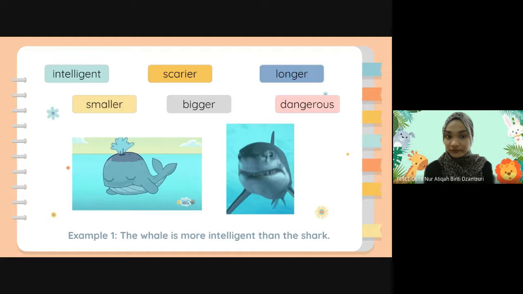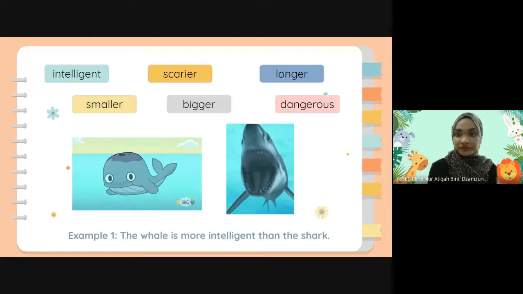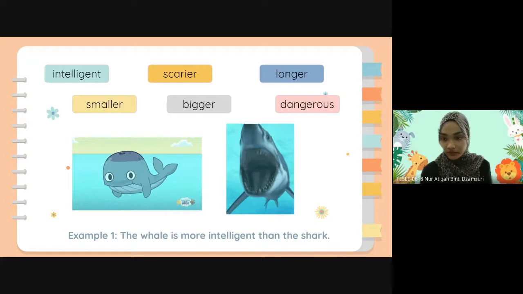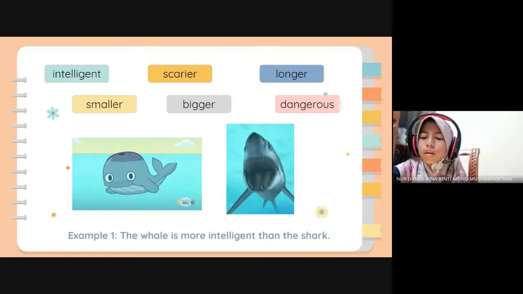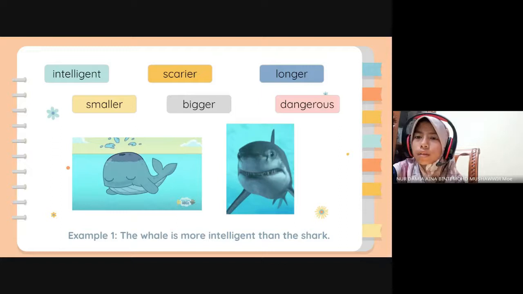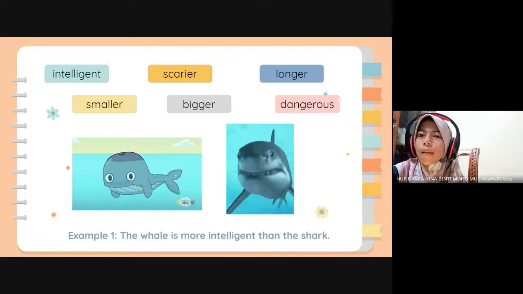Very good. Okay, now next, who wants to try? Damia Aina. Okay. The shark is more dangerous than whale. Than the whale. The shark. Okay, read again. The shark is more dangerous than whale. Dangerous than whale. Then the whale.